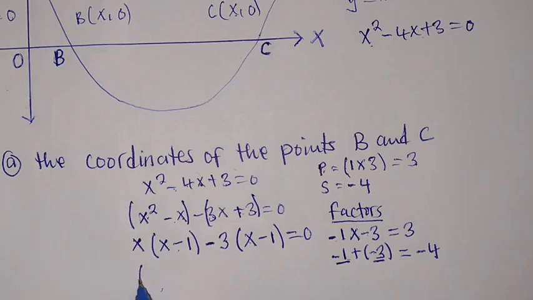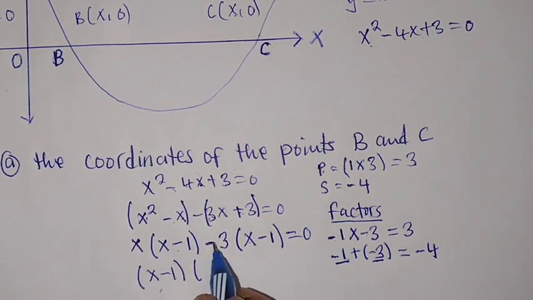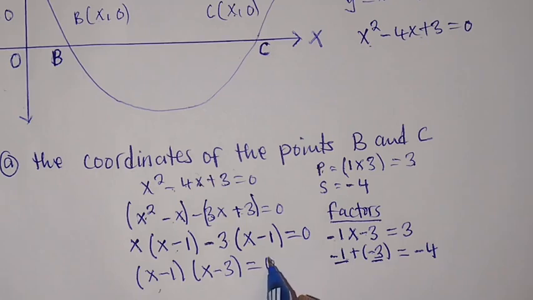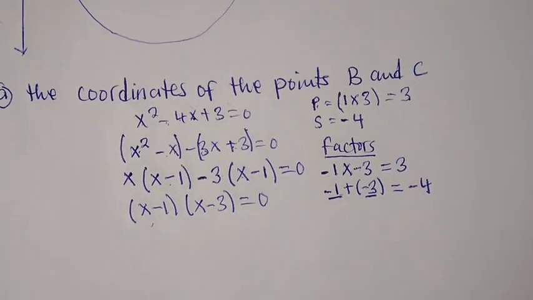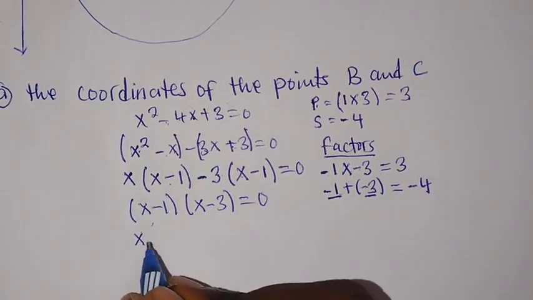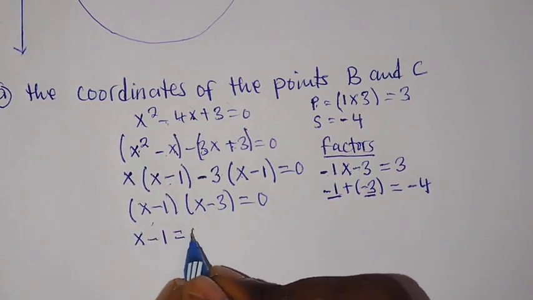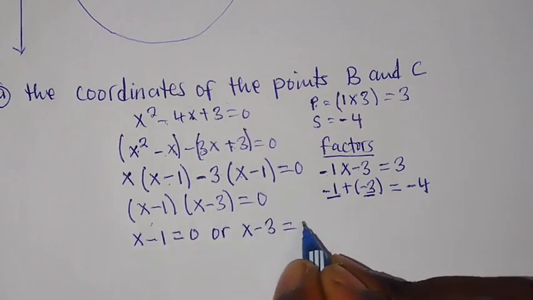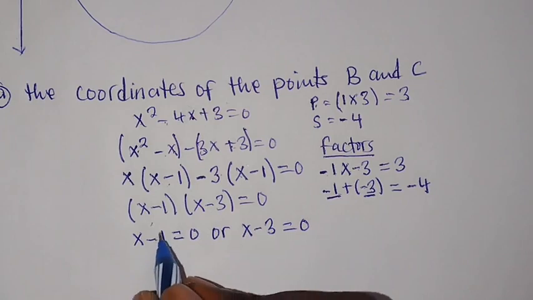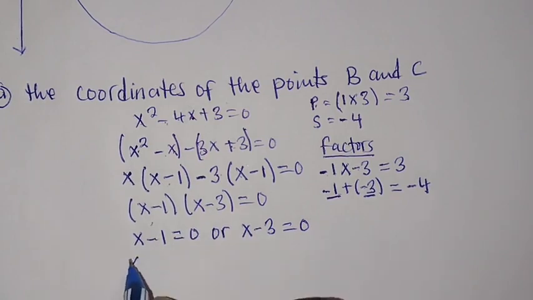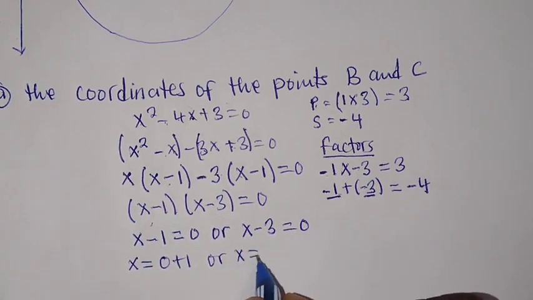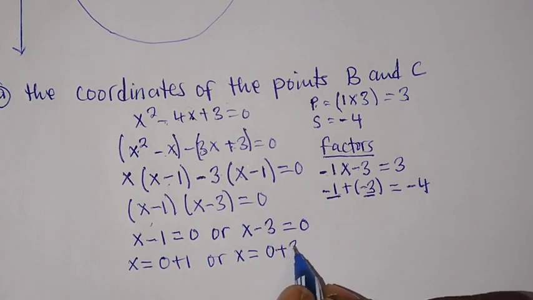So from here, we are going to pick 1, which is just x minus 1. Then we also pick x minus 3. Then equal to what? 0. Then from this stage, what are we going to do? We are going to say x minus 1 is equal to 0, or x minus 3 is equal to 0. So negative 1 will go to where 0 is. We are going to have x is equal to 0 plus 1, or x equal to 0 plus 3.